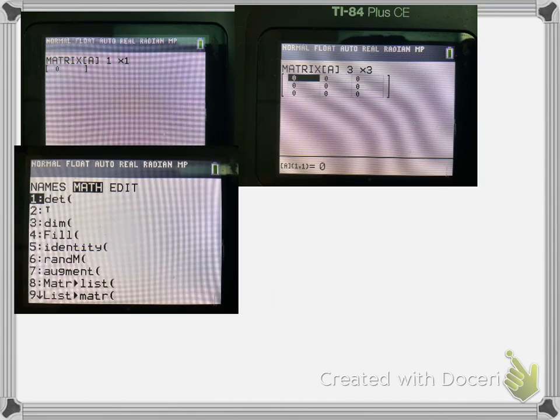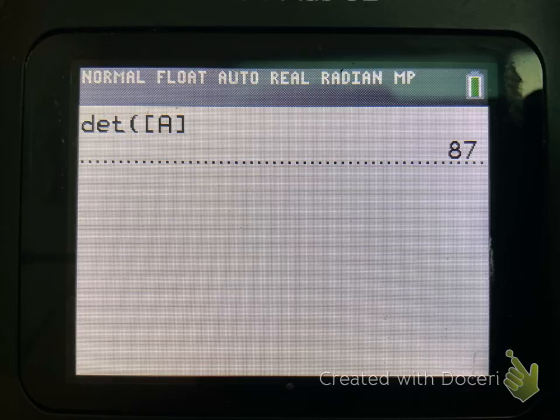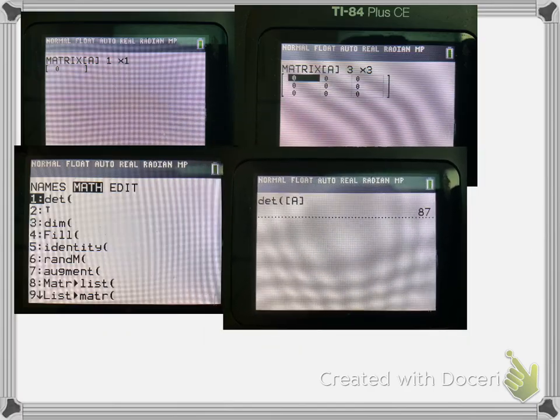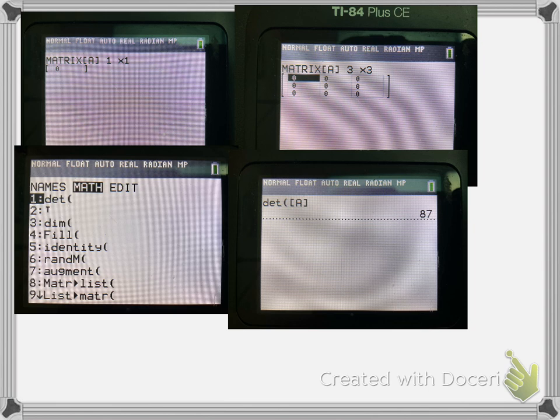So we're going to go to our home screen. We're going to pull that math menu up to DET. So now on my home screen, it's flashing DET parenthesis. Now I'm going to hit second matrix again and just hit A, enter, and you should get something like this. This is how you would do a 3 by 3 on the calculator.